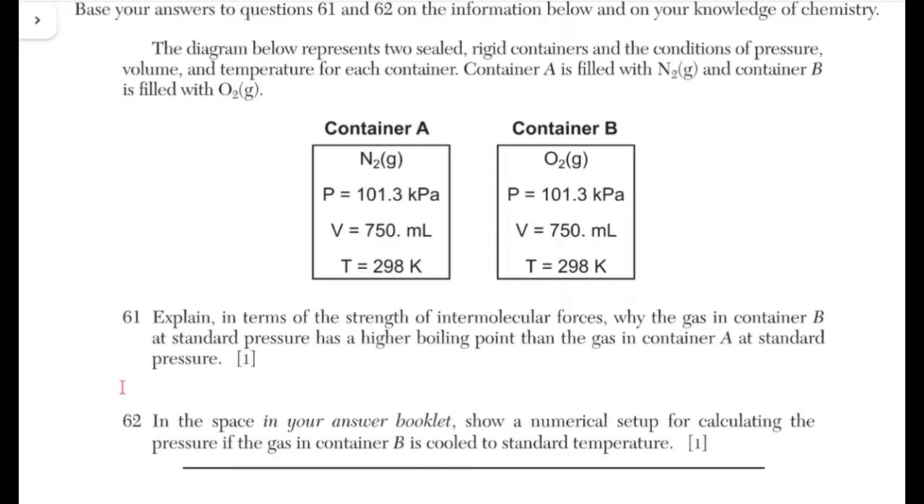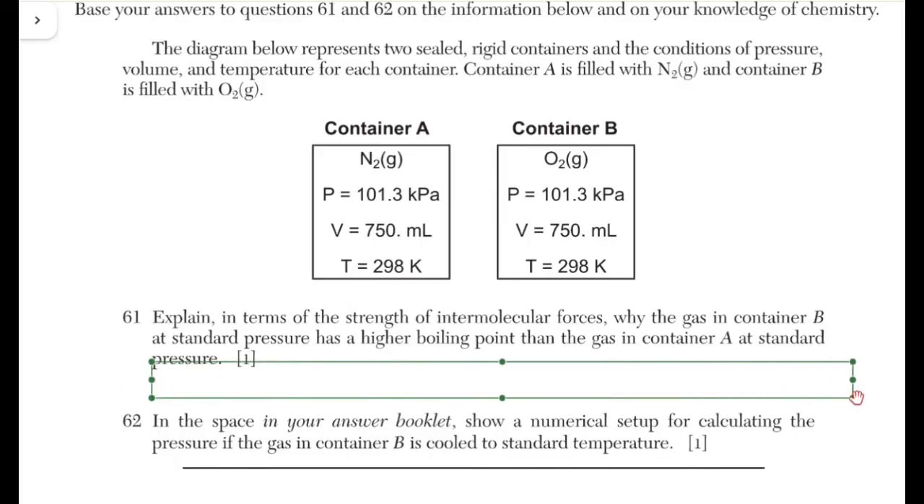The diagram below represents 2 sealed, rigid containers and the conditions of pressure, volume, and temperature for each container. Container A is filled with N2, and container B is filled with O2. Explain, in terms of the strength of intermolecular forces, why the gas in container B at standard pressure has a higher boiling point than the gas in container A at standard pressure.